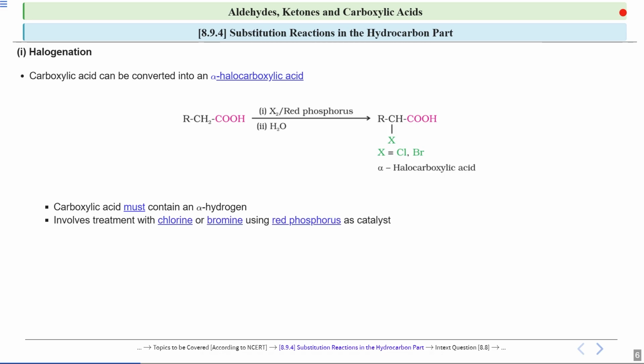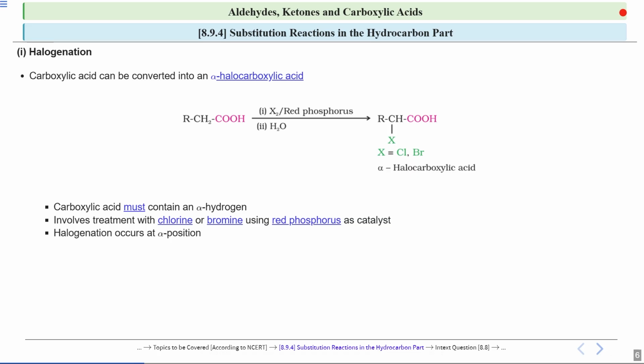The actual halogenation involves treating the carboxylic acids with chlorine or bromine, and we use red phosphorus. See, over here we have used red phosphorus. This red phosphorus is used as a catalyst. So what does this catalyst do? Catalysts help speed up the reaction, but they do not get consumed in the reaction. So this is essential for the reaction to proceed efficiently.